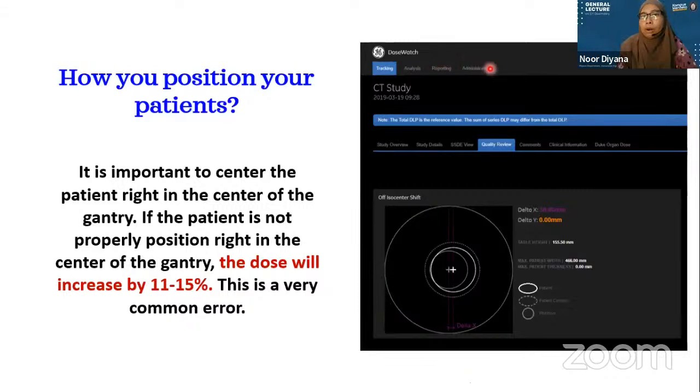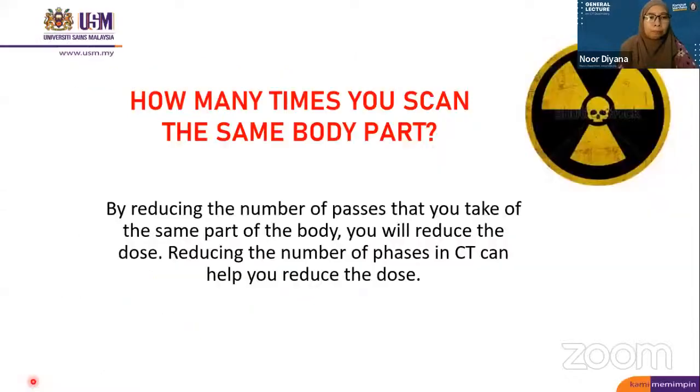This is from our DoseWatch. As you can see, it gives us how much shift of the patient there is from the actual isocenter. So here it is actually about a 3.8 centimeter shift at X. So it is also important to make sure that the patient positioning is accurate.